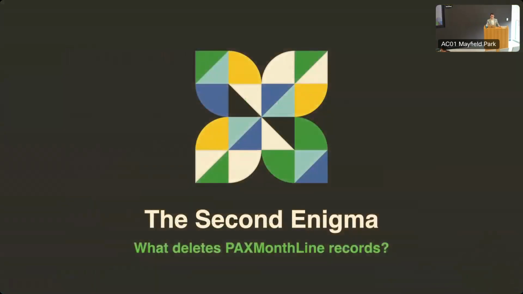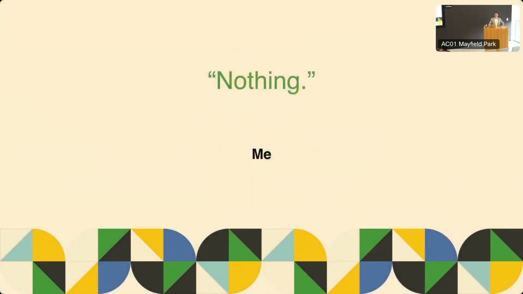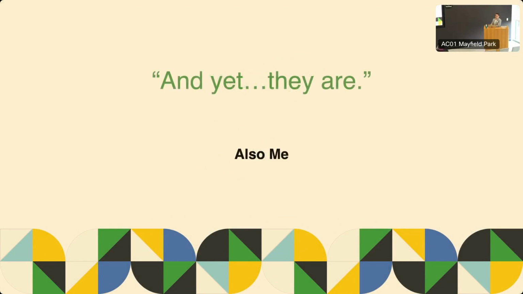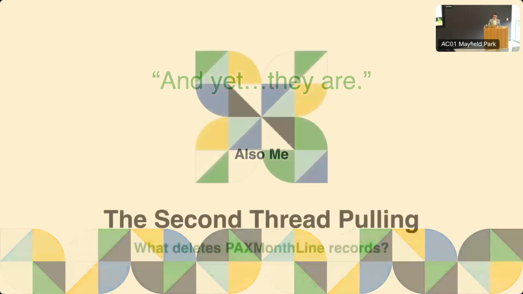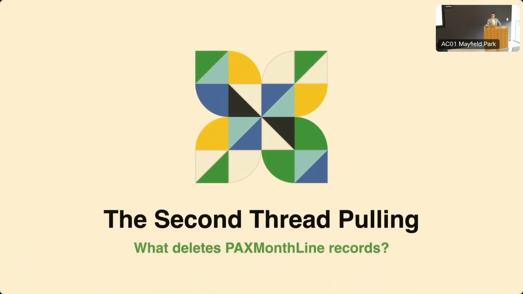How do you know they weren't created? So the second enigma, what deletes Pax month line records? Well, that's easy. Nothing. There's nothing in our system that systemically deletes those records. There's no reason to delete them. And yet, being deleted. So, let's pull this thread.